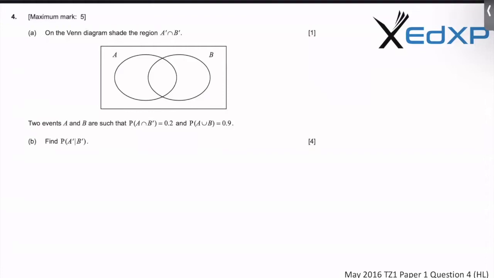The first question over here came from our May 2016 Time Zone 1 Paper 1, question 4 in the HL examinations. Okay, for 5 marks, on the Venn diagram, shade the region A prime intersect B prime. Okay, so A prime intersect B prime is actually on the outside, not touching the insides. Okay, so we can shade the regions over here. Always remember that intersect is "and", the overlap of A prime and B prime.